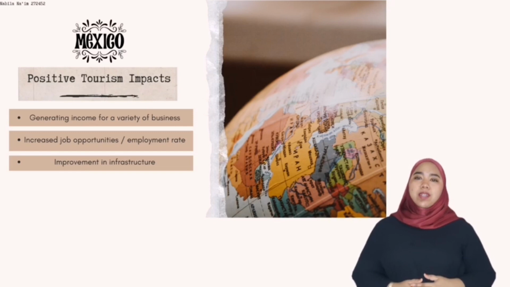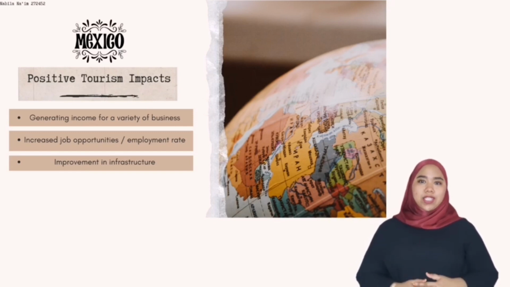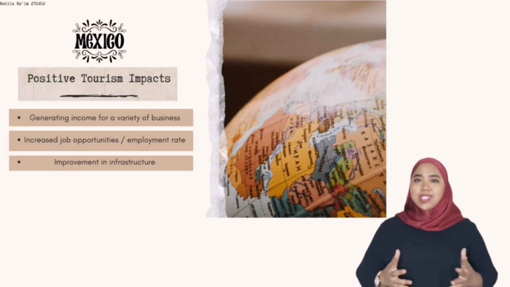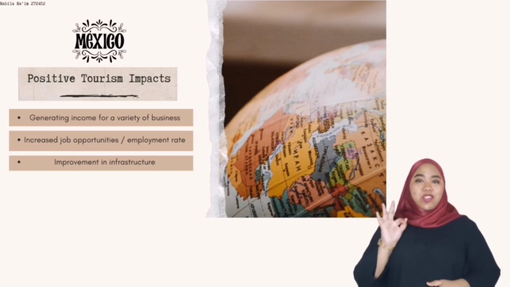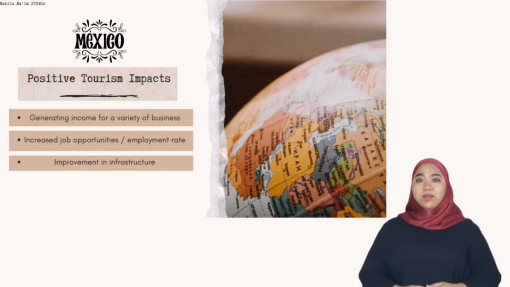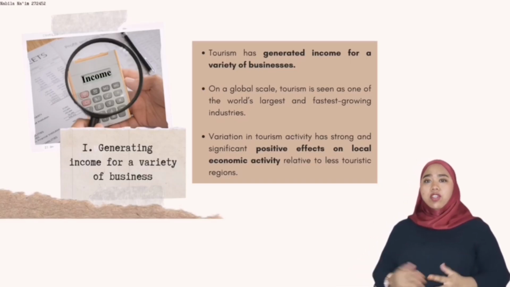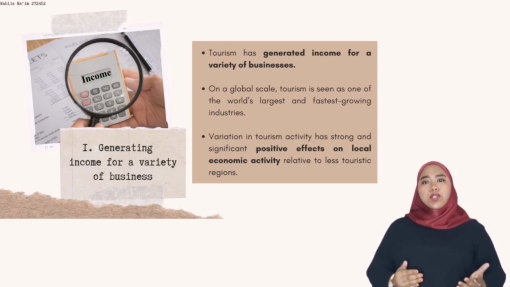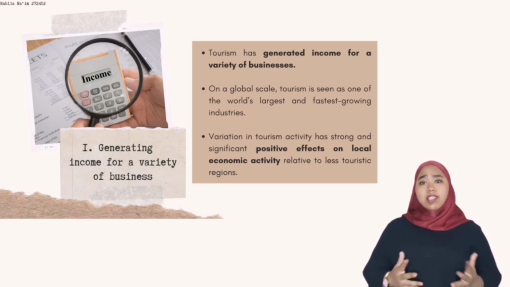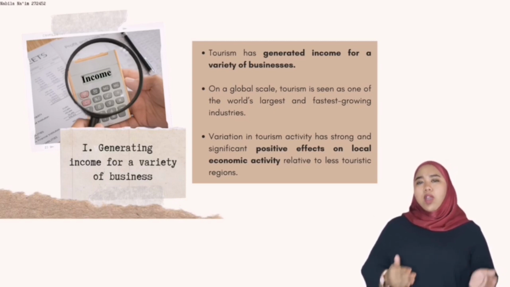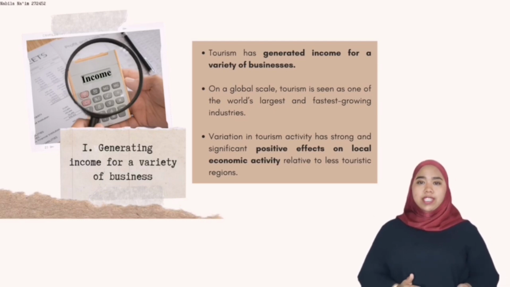Today I will present about positive tourism impact in Mexico and how Mexico is using SDG 8 to maximize their positive tourism impact. There are 3 positive tourism impacts. So let's start with the first one, which is generating income for a variety of businesses. Tourism has generated income for a variety of businesses and created a wide range of employment opportunities.